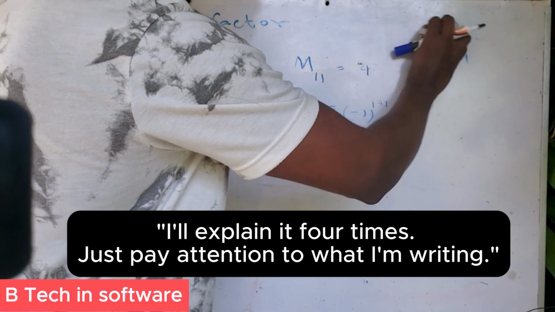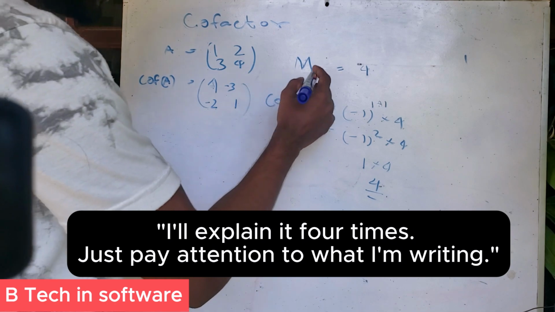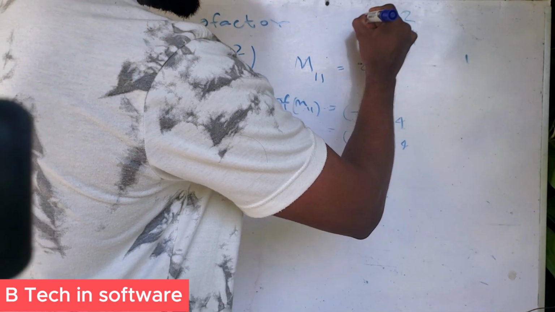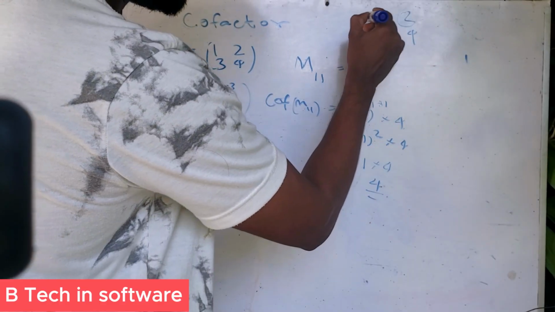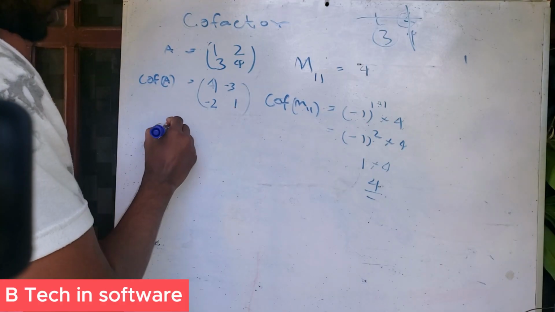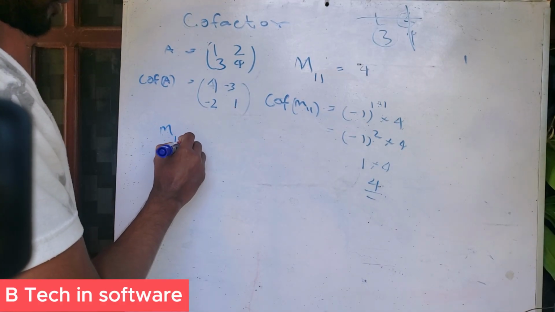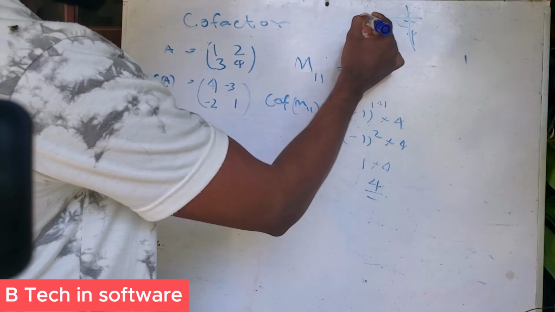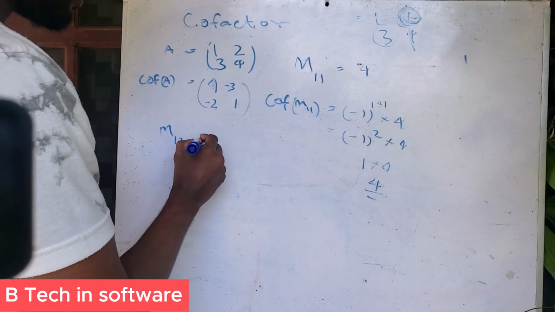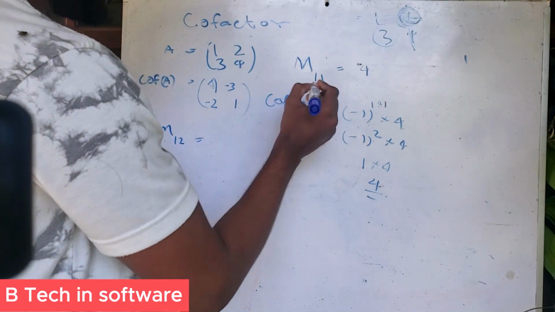Now let's take the second element. Let's try to find the minor of this second element. 1, 2, 3, 4. This second element is located at first row and second column. This is the minor. Minor 1, 2 means this element. The minor of the second element is 3.